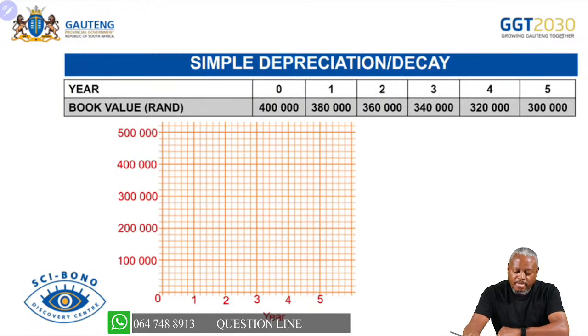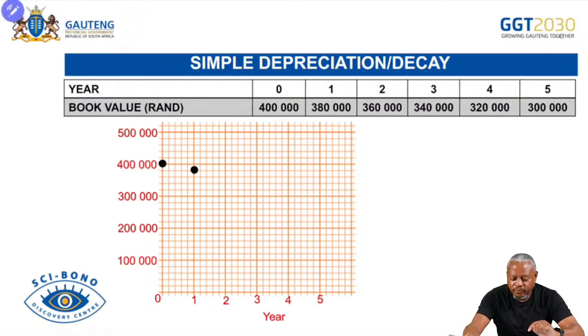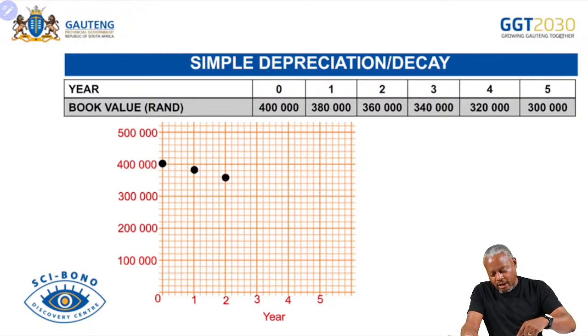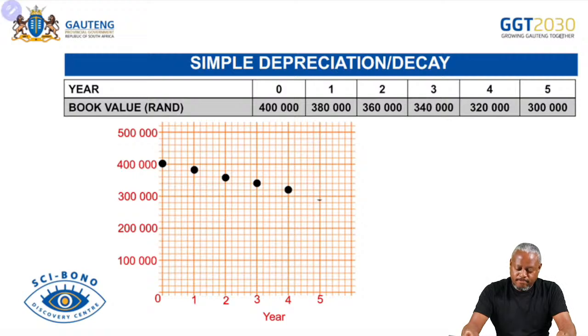And then let us go. Then simple depreciation, decay. Then we've got the year and we've got the book value. 0 is equivalent to 400,000. First year it was how much? Second year it's linear, straight. And then here we make a dot. First year, that's it. It depreciates because it's going down. Then third year, you see our dots are going down and not going up. And then the third year, here it is. Fourth year, and then fifth year.